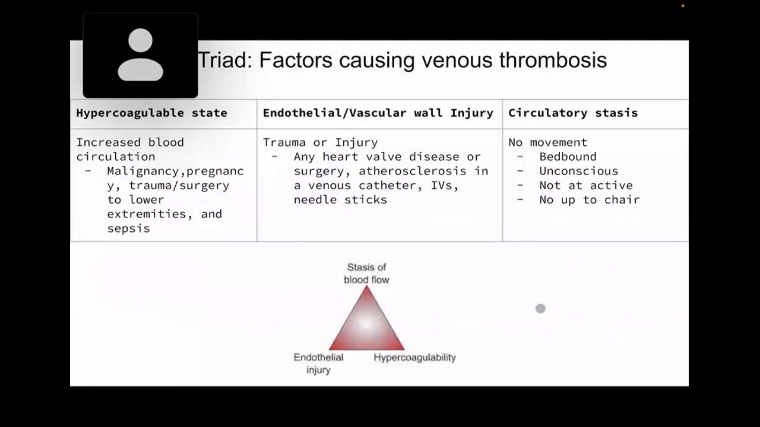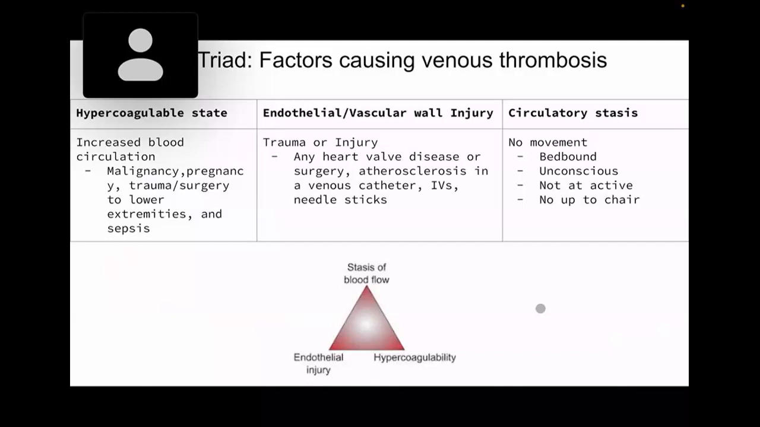All right. Virchow's triad, factors causing VTE. Just remember endothelial injury, stasis of blood flow, and hypercoagulability. The more risk factors these patients have, the higher risk they are, obviously, for getting a VTE, having a stroke, etc. So a hypercoagulable state, well, we have an increase in blood viscosity, if you will, or more blood in our circulation. More common with surgery, trauma, if they've had blood transfusions. Pregnancy is a really, really big one too.